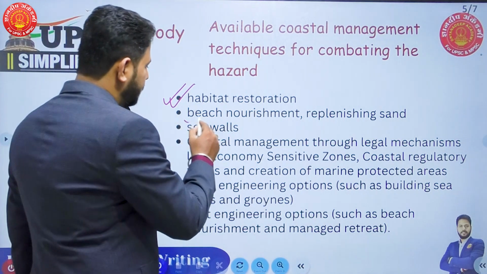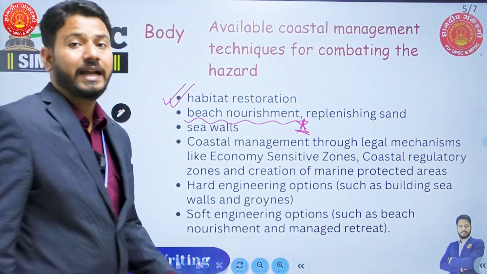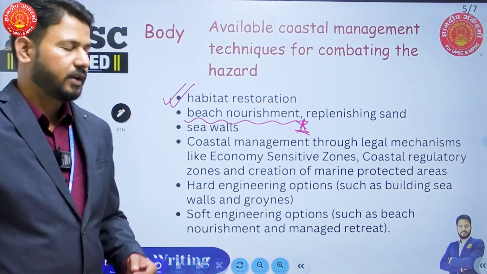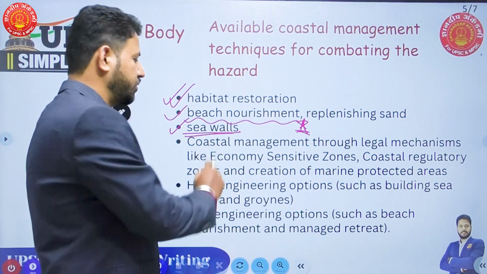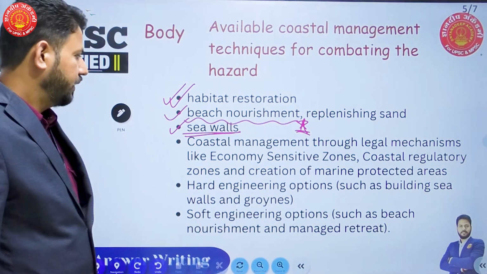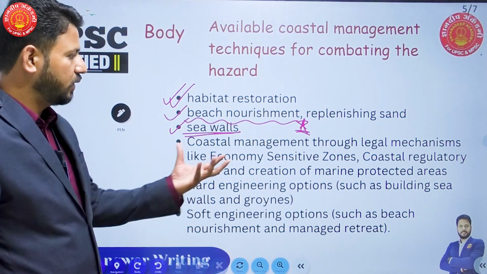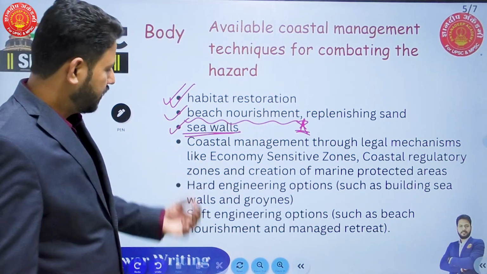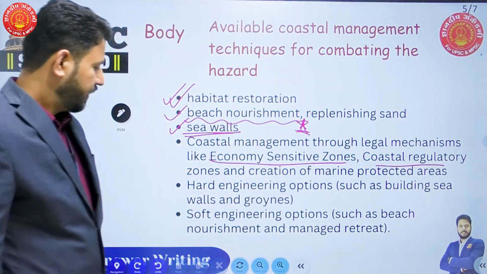Then there's beach nourishment. Beach nourishment is actually replenishing the beaches with sand. The third important is building seawalls. This is a hard engineering option. Then you have coastal management through legal mechanisms, like we have coastal regulatory zones, then we have economically sensitive zones. So you can mention all these as well.